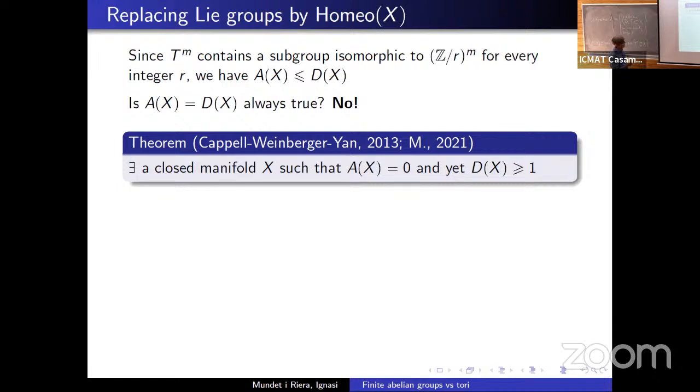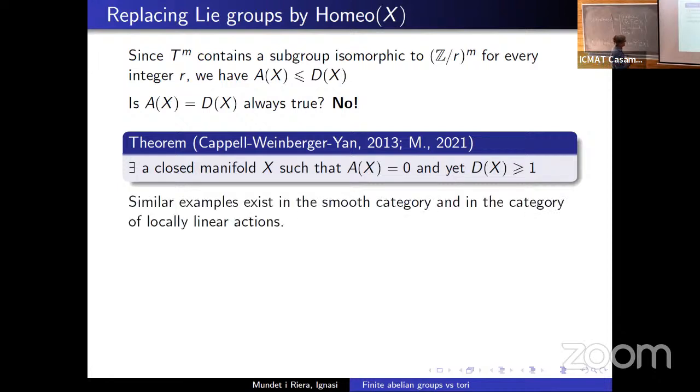But I mean, Capel, Weinberger, and Jan knew the inequality. It appears mentioned in a paper of another author with a proof. Okay, so this is a result about continuous actions on topological manifolds, but there are similar examples in the smooth category. In the smooth category, the examples are much simpler.